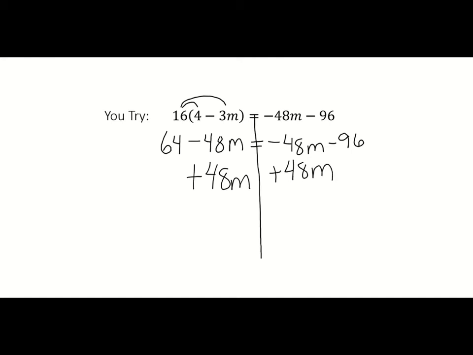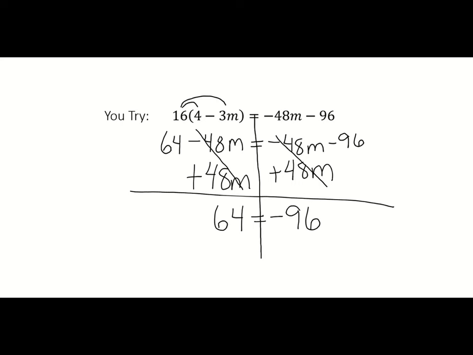When I add 48m to both sides, on the left, the 48m's cancel, so I'm left with 64. And on the right, the negative and positive 48m cancel, so I'm left with negative 96. Now, 64 equals negative 96. I see there's no variables left in my problem. So when this happens, no variables, I want to ask myself, is this true or false? Well, 64 is not the same as negative 96, so this is false.